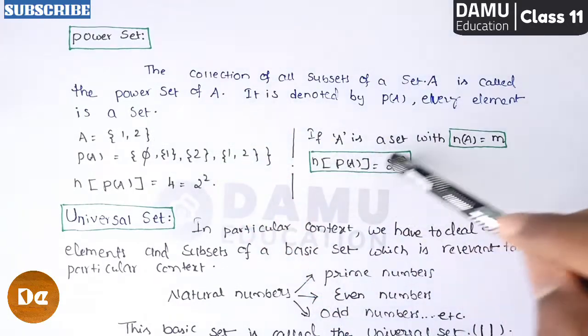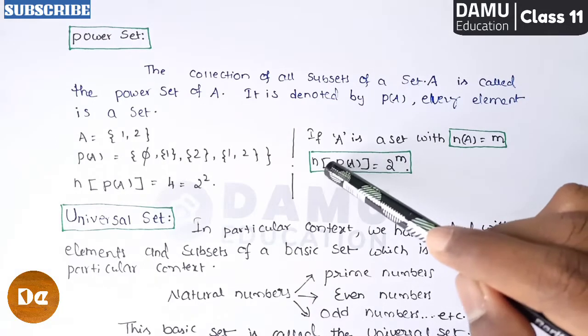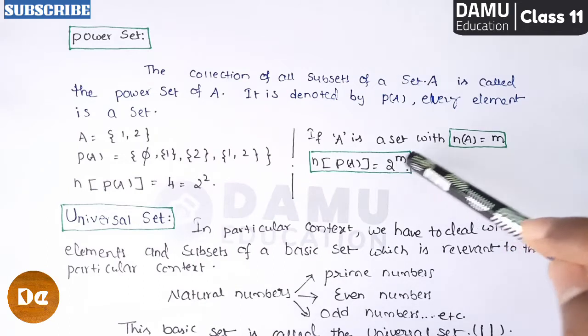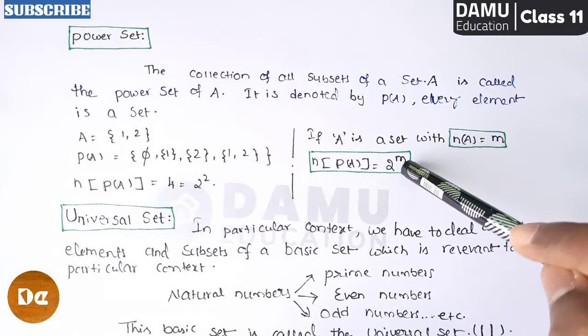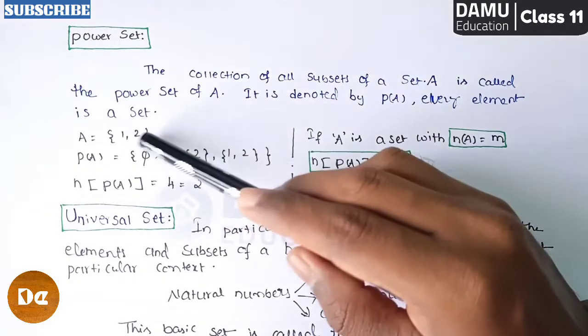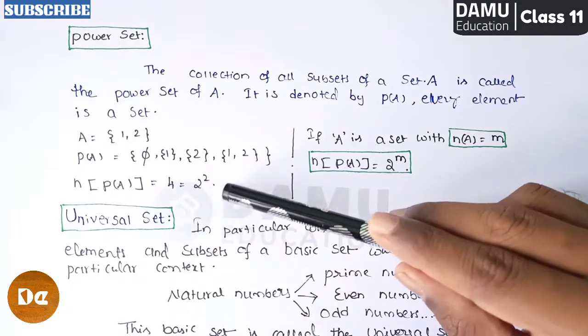So m denotes the number of elements, and the formula for the power set is 2 power m. The number of elements present in the power set will be equal to 2 power m, where m is the number of members present in the given set. So you understood the power set.